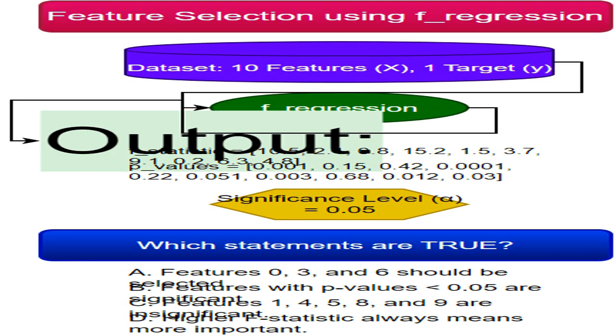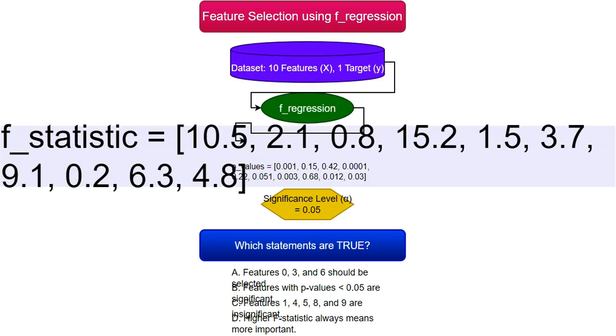This function gives me two important results, the F statistic and the p-value for each feature. The F statistic measures how much each feature explains the variation in the target variable. A higher number suggests a stronger relationship. But we need more information.